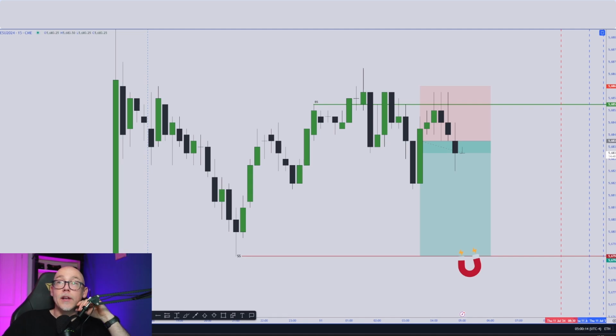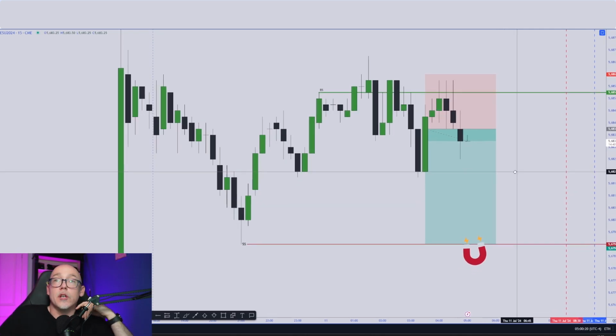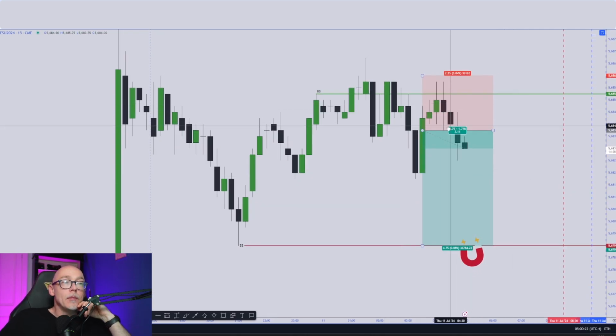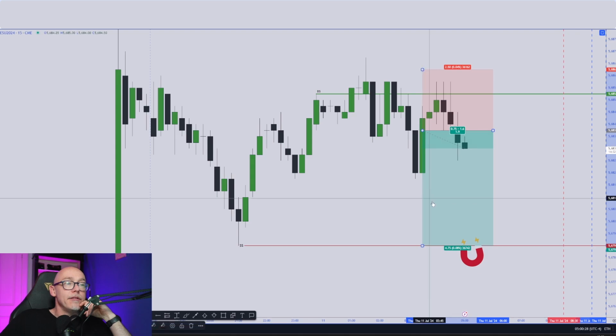Okay guys, what we're looking at here is an ES chart, the E-mini S&P 500, and this is a 15-minute chart. I'm currently short and I have a 2.5 point stop on this, and I'm targeting 5 points as a target. So we're looking to risk 1R to make 2R on this trade. I'm currently short and this is a live trade. I'm in this right now.